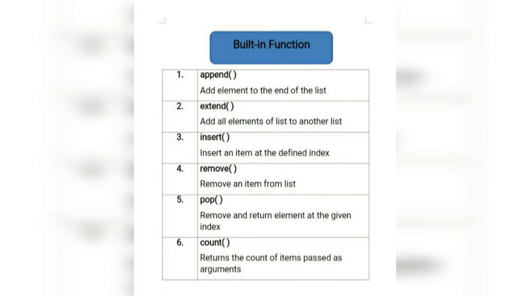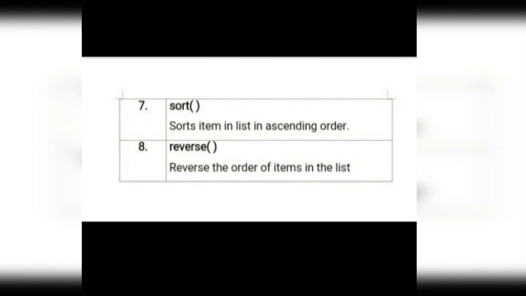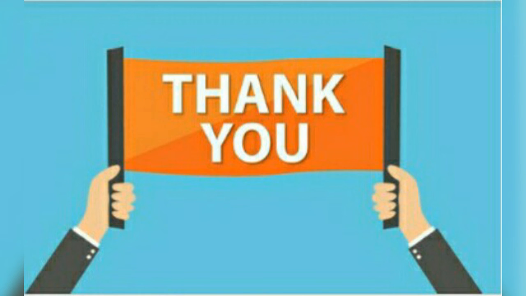Pop removes and returns the element at a given index. Then count, which returns the count of elements passed as the argument. Sort sorts items in the list in ascending order. Then reverse reverses the order of items in the list. So my dear friends, this was the full tutorial on the list, which is a data type in Python. We have covered defining a list, basic list operations, then built-in list functions.